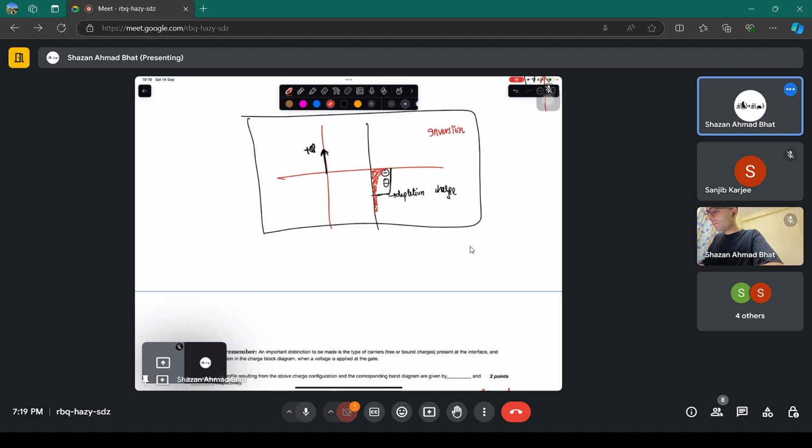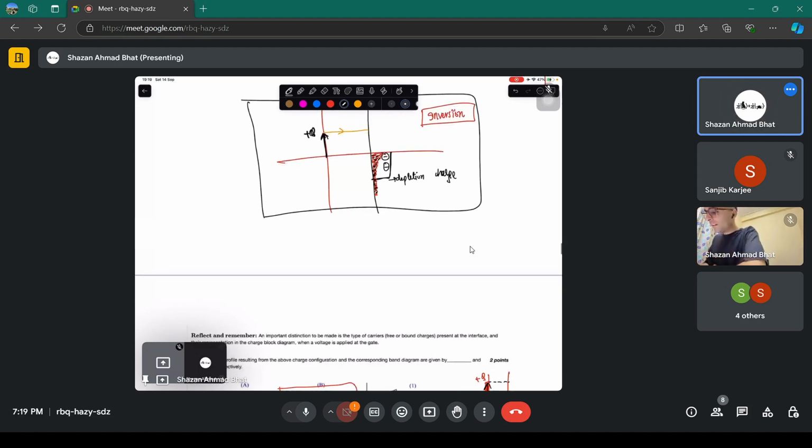Leave what type of MOS it is right now, whether it's PMOS or NMOS, just consider it like an electrostatic scenario. What would have happened is that the electric field would have been like this, constant through the oxide. Then, because these negative charges here would have shielded the electric field, because the electric field wants to end at the negative charge, it would have looked something like this.